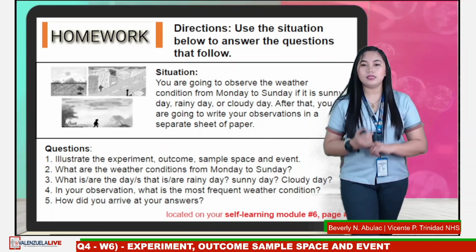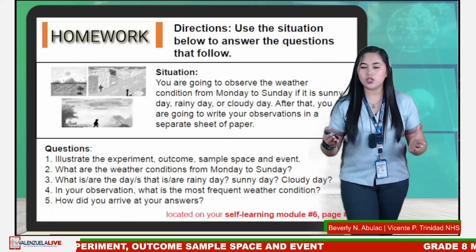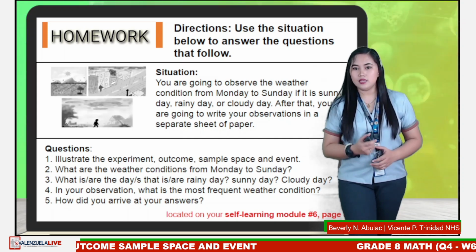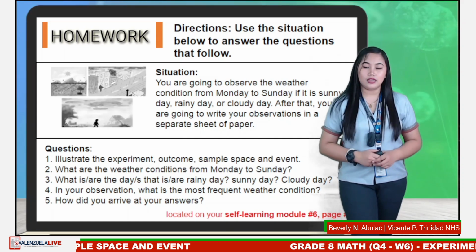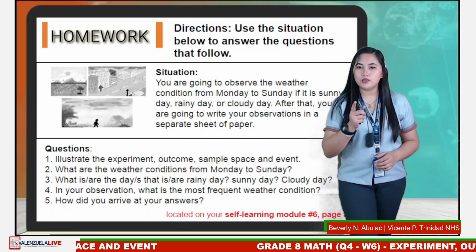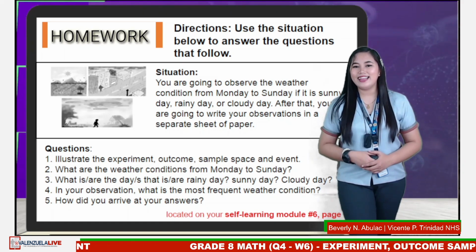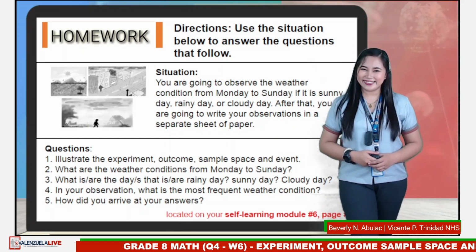Illustrate the experiment, outcomes, sample space and event. What are the weather conditions from Monday to Sunday? What is or are the days that are rainy, sunny, or cloudy? In your observation, what is the most frequent weather condition? And lastly, how did you arrive at your answers?